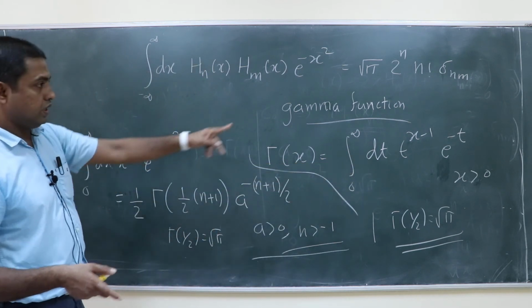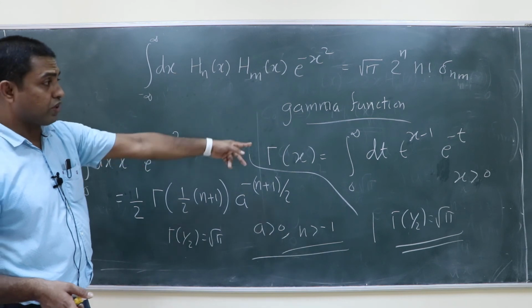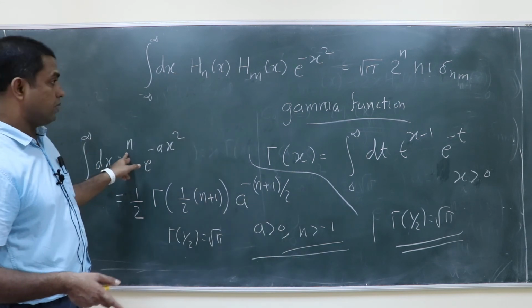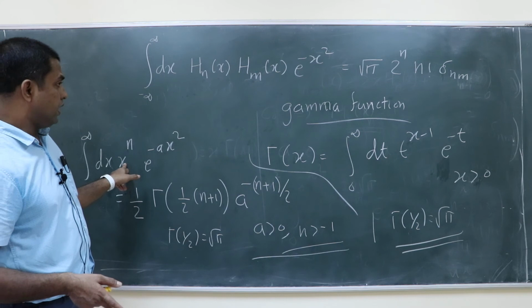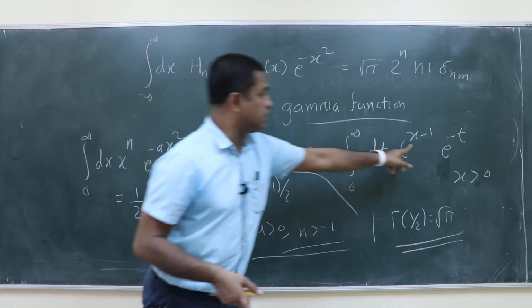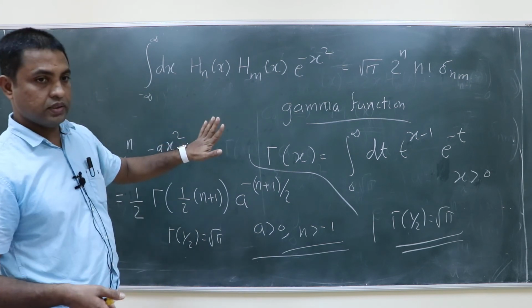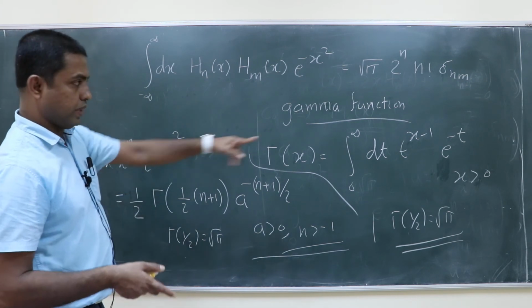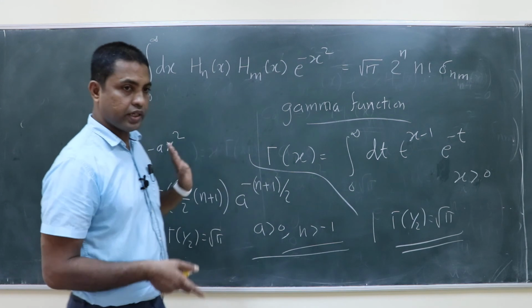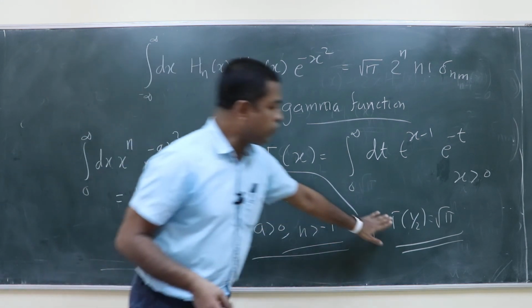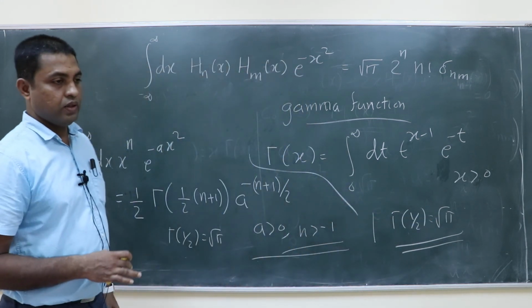You put t equal to u square in that expression, for any value of x that is going to be an integer. So you do that, and you can get this also from that. With this definition you can get all those things. So gamma of half is root pi.